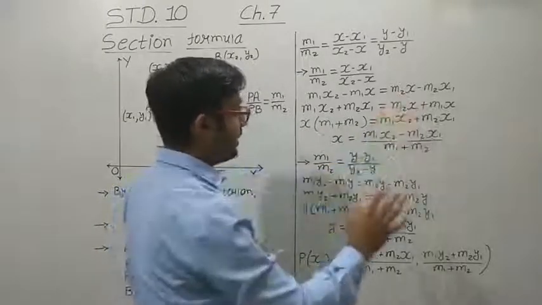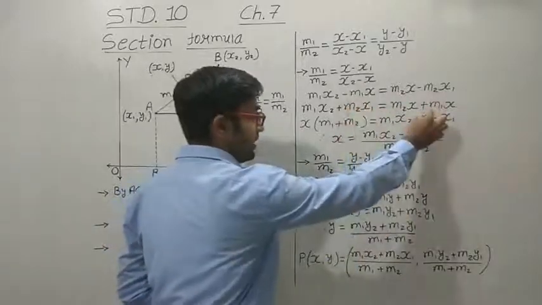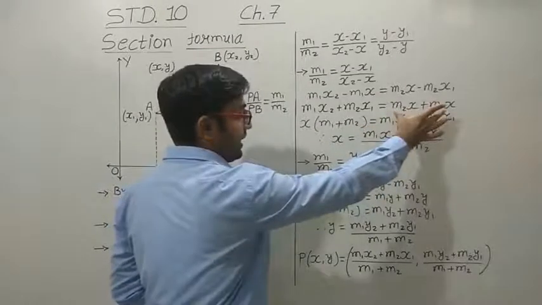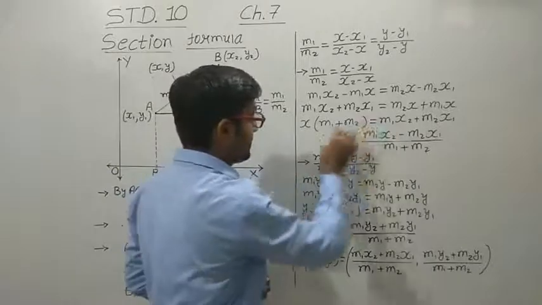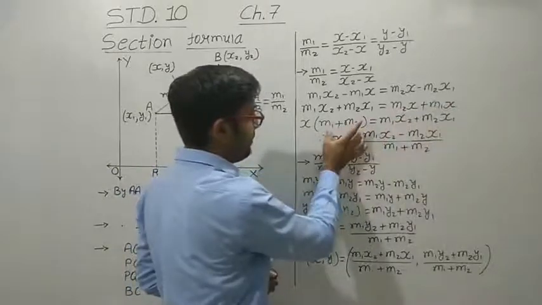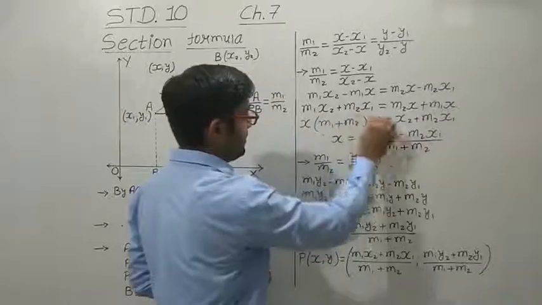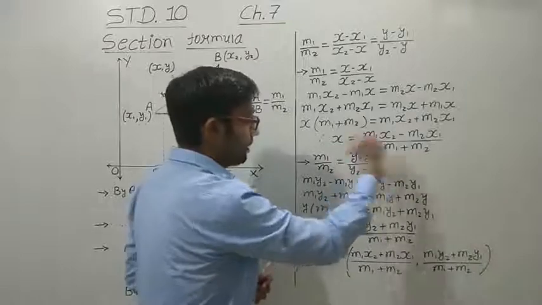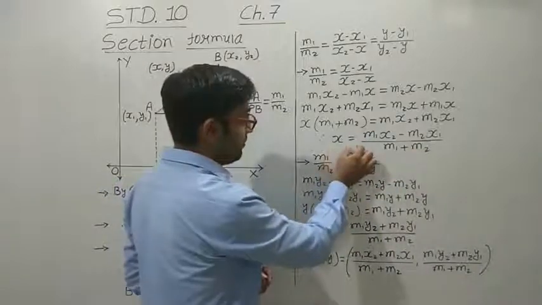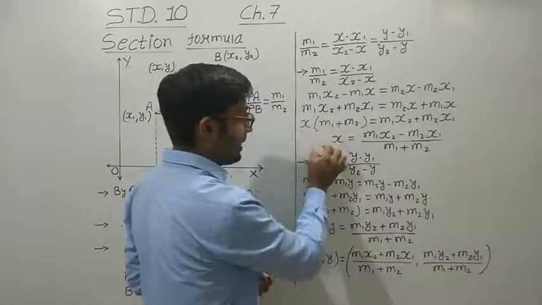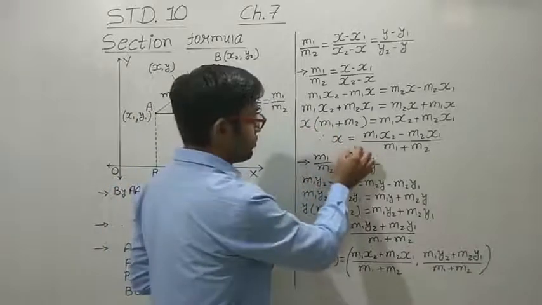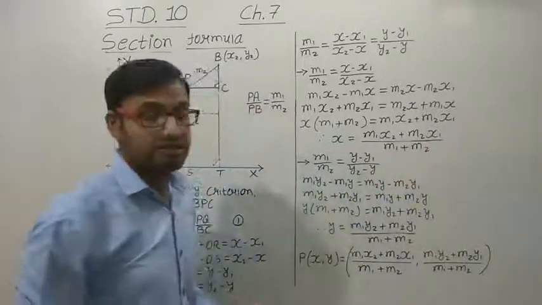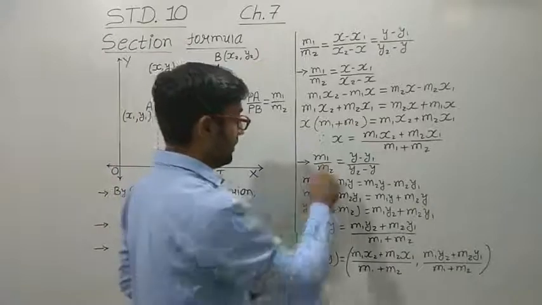This M2 X is already there, and by taking this term to the other side, it becomes plus. So from these two, we get X as a common factor. By taking X as common, what remains in the bracket is M1 plus M2, and on the other side we write the terms as they are. Now by taking M1 plus M2 to the other side, it goes in the denominator. So by making X the subject, we get X equals M1 X2 plus M2 X1 upon M1 plus M2. This is the value of X.